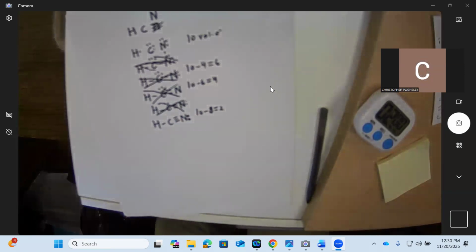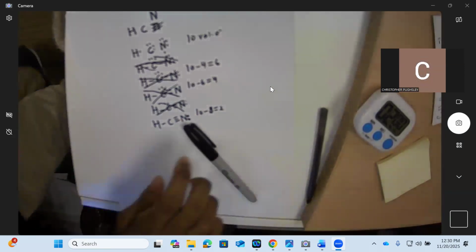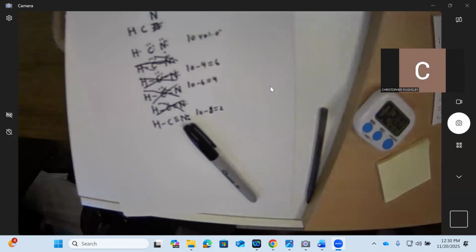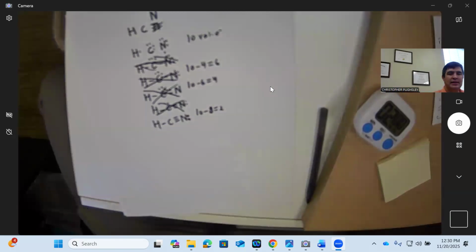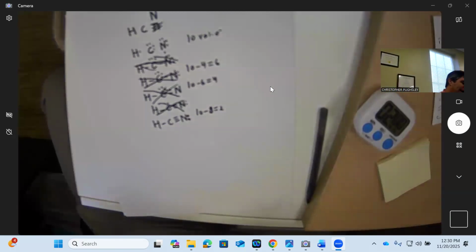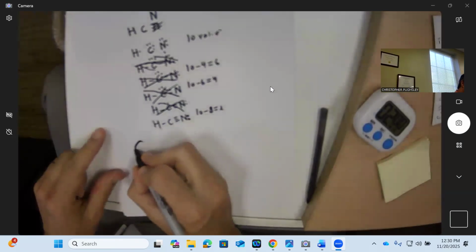All right, so you get the picture how to do that. Let's do one more of these, and we're going to do a compound called ethylene. It helps make up plastics.